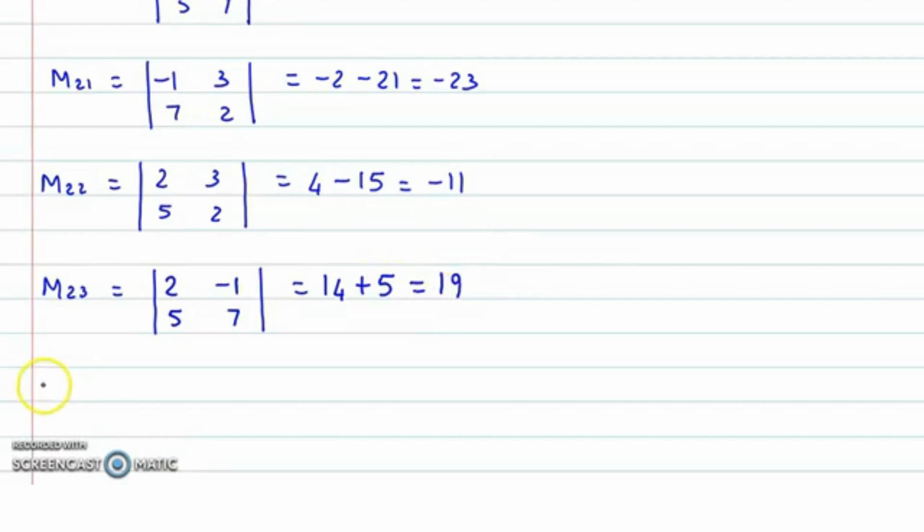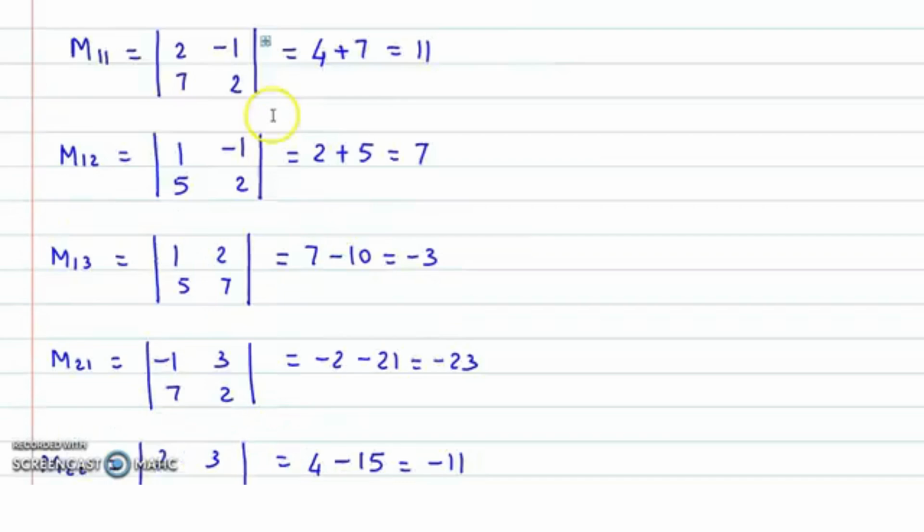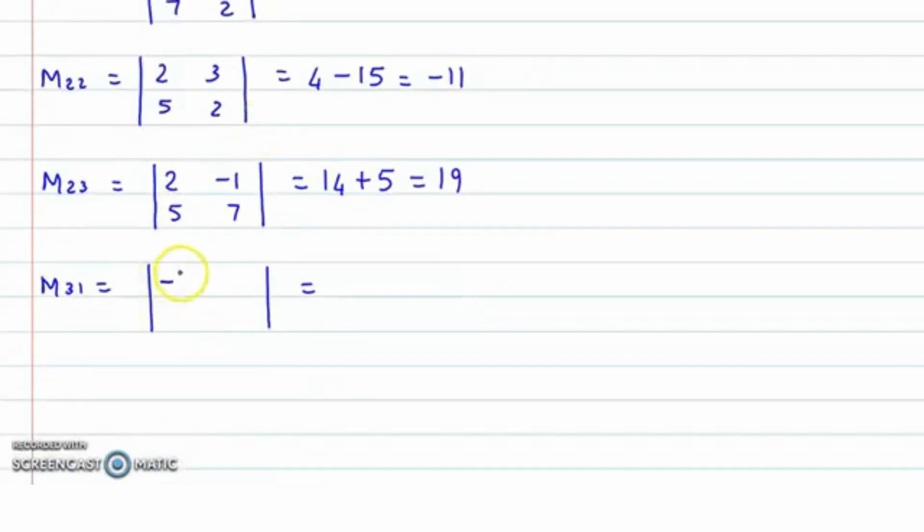अब थर्ड रो के एलिमेंट्स पे जाते हैं. सो M31 इसका माइनर ढूंढते हैं. M31 थर्ड रो फर्स्ट कॉलम ये वाले एलिमेंट का. सो अगेन रो एंड कॉलम डिलीट करते हैं. तो ये चार टर्म्स -1 3 2 -1. Now -1 into -1 that's 1 minus 2 3s are ये हो जाएगा 6. So we have the answer as -5.